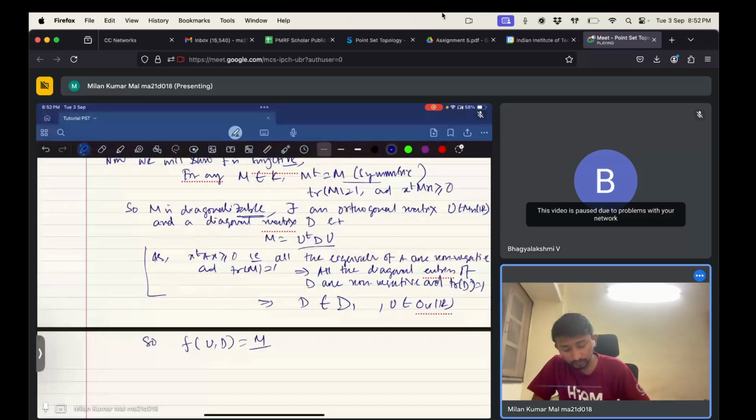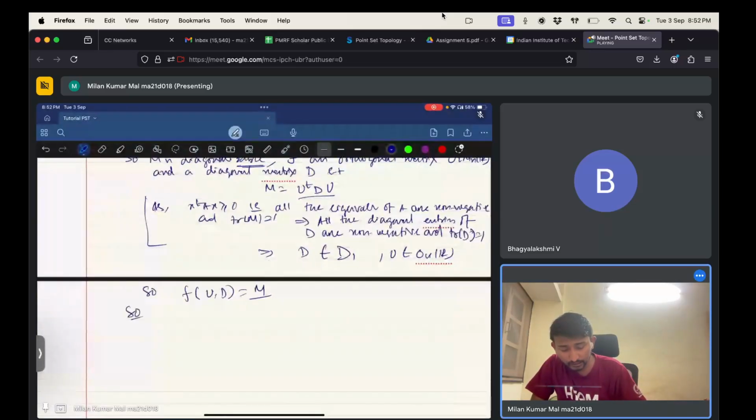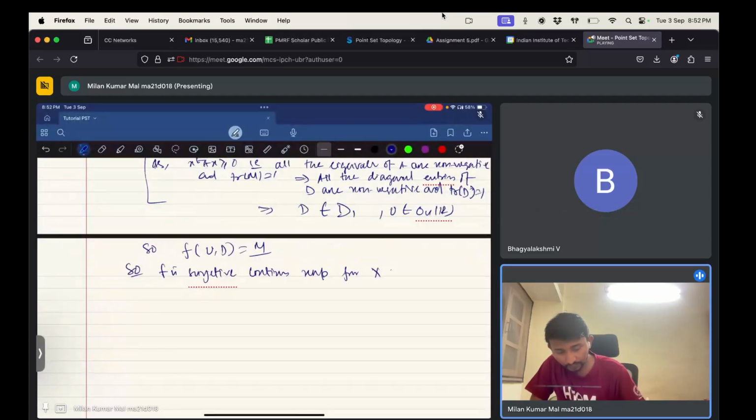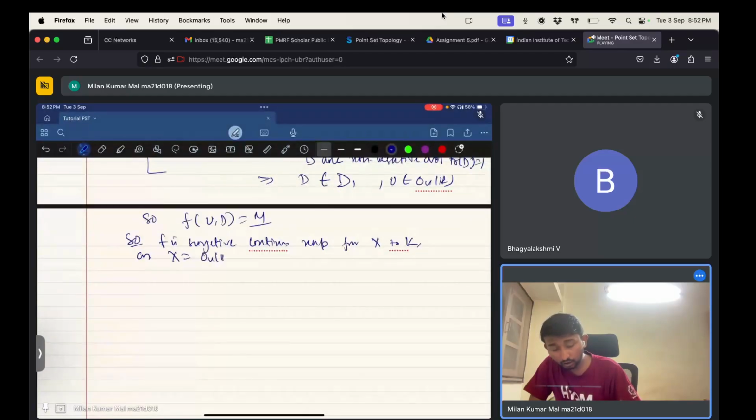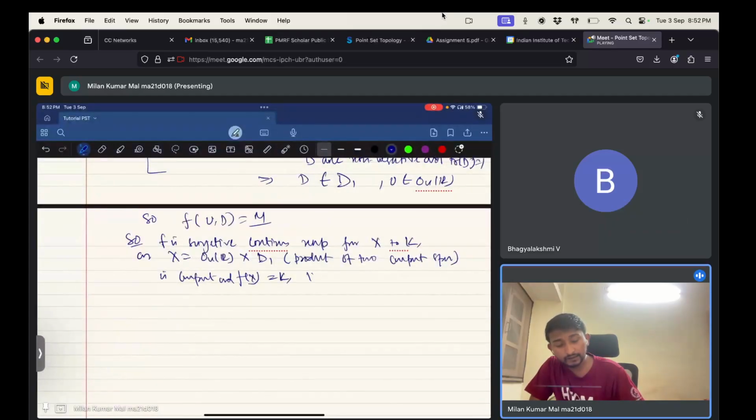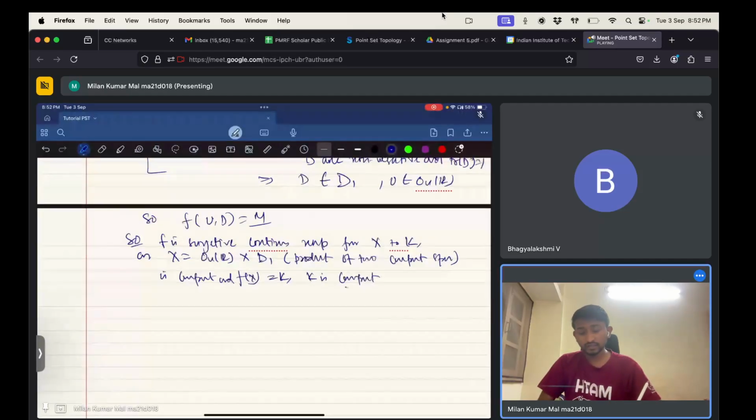So F is a surjective continuous map from X to K, where X is equal to O_n(R) cross D1, a product of two compact topological spaces. The product of two compact spaces is compact, and f of X is equal to K, so K is compact. So this is very interesting.